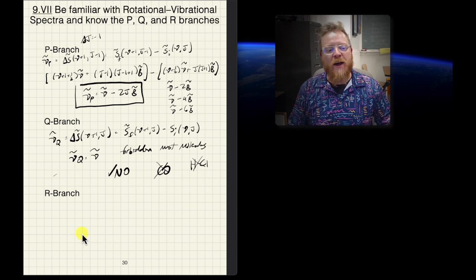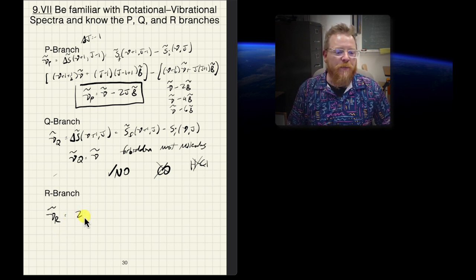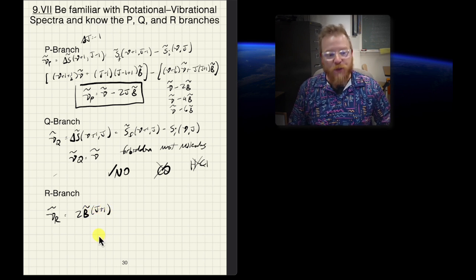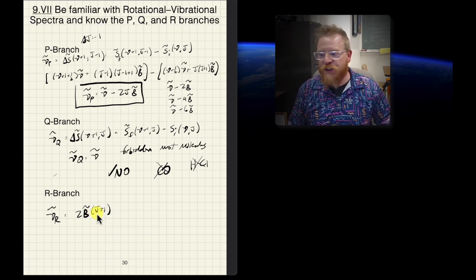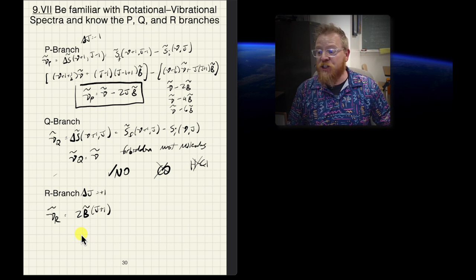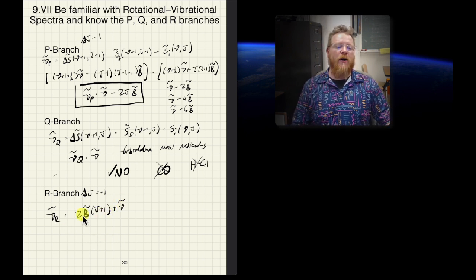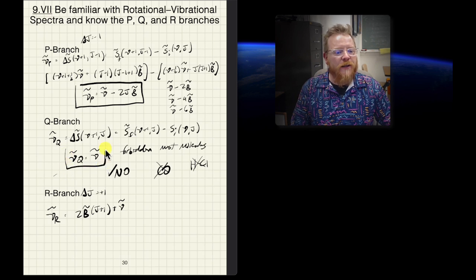Okay, and if we do the same exercise for our R branch, I'll just cut straight to the chase. We get the following. It ends up being 2 times B tilde all times J plus 1. And remember, that's our lower J value. And for the R branch, because delta J equals plus 1, the first J value will be 0, right? Oh, I forgot one thing. Then that's plus nu tilde. Apologies.